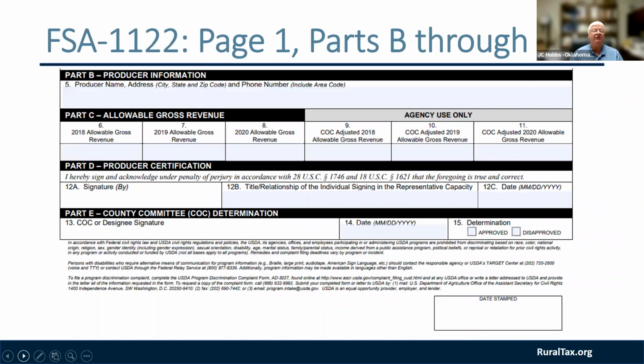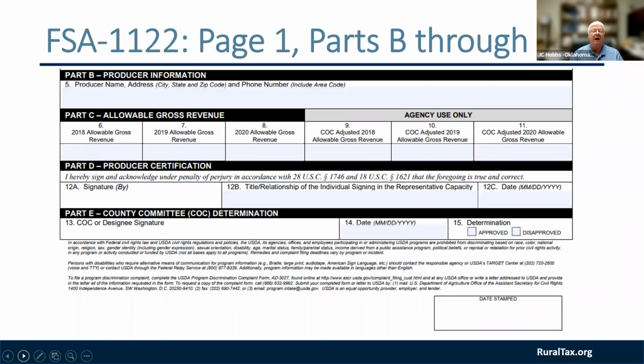This is where your information goes in, your name, address, other items, phone number, then our calculated allowable gross revenue for either the 2018 year or 2019, whichever one we decide to use for our benchmark year. And remember, it's allowable gross revenue, not net, gross. That's why we're only looking at Schedule F, the top 9 lines.